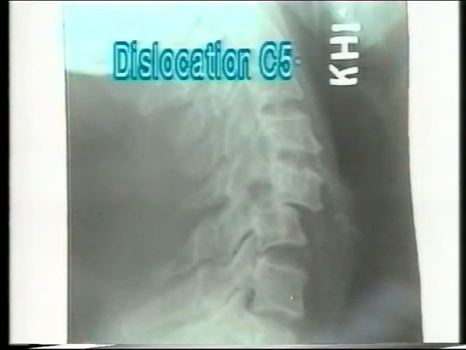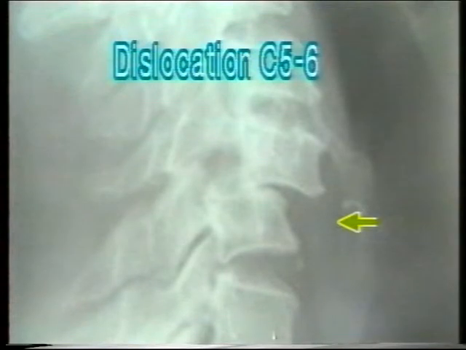Fifth cervical vertebra over the sixth, in this case of traumatic quadriplegia after a fall from height. A close inspection shows no fracture of the vertebral bodies, but there is a dislocation.